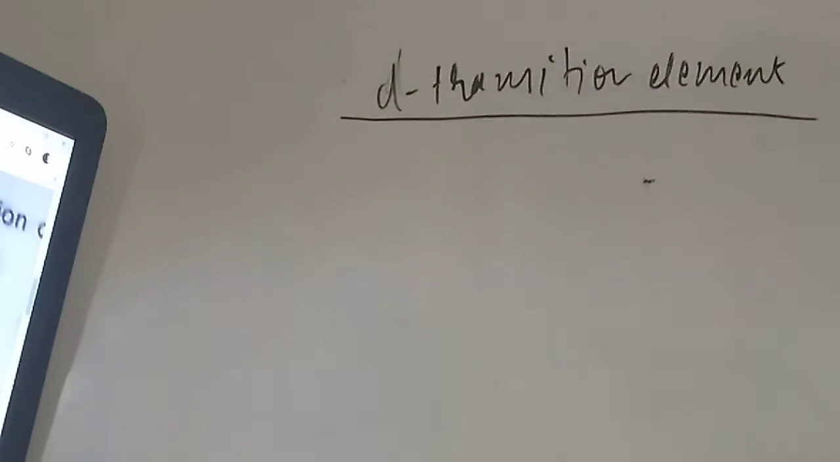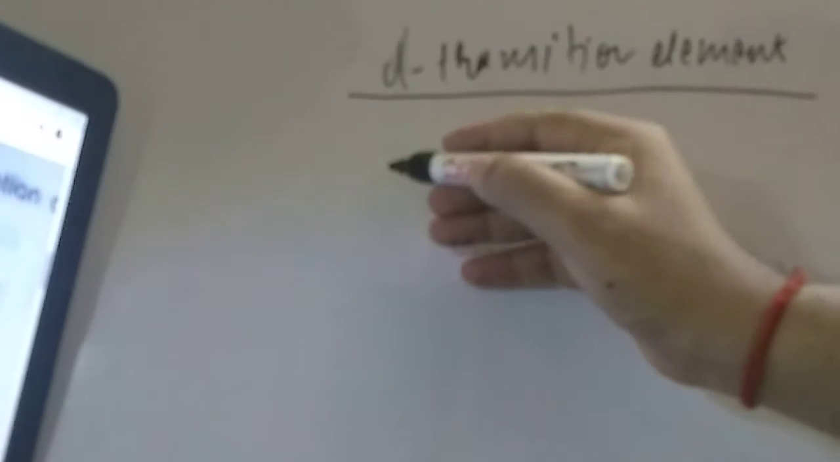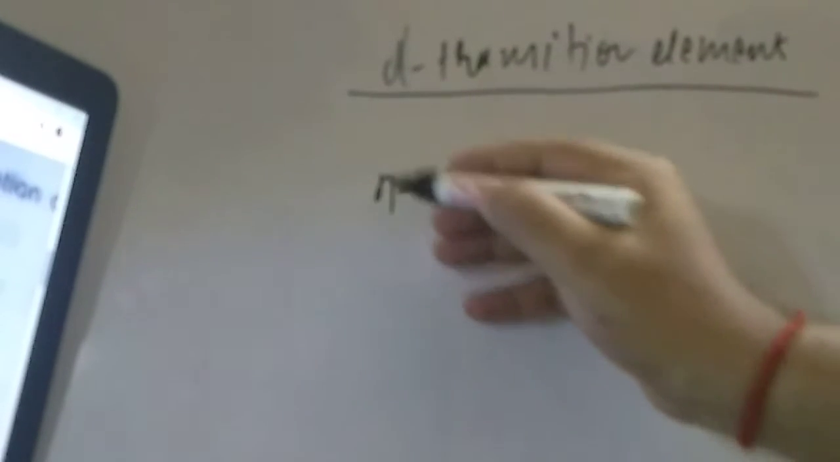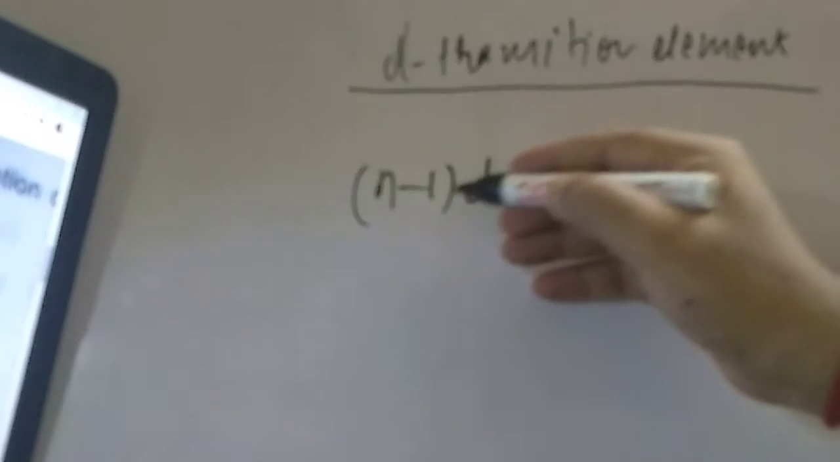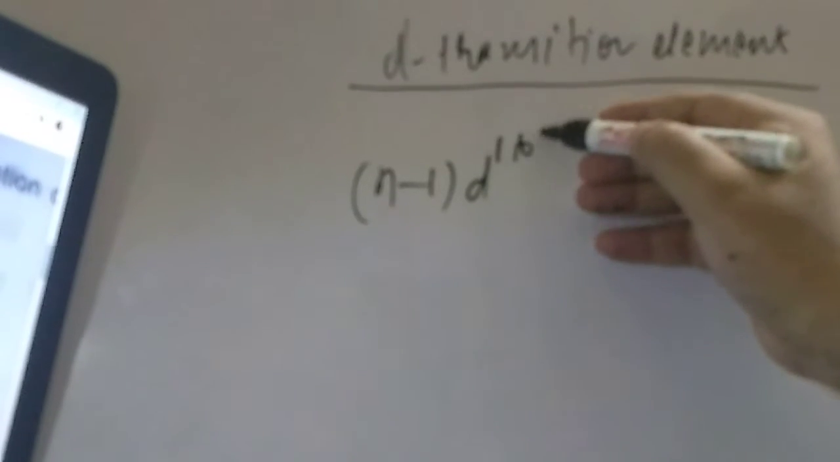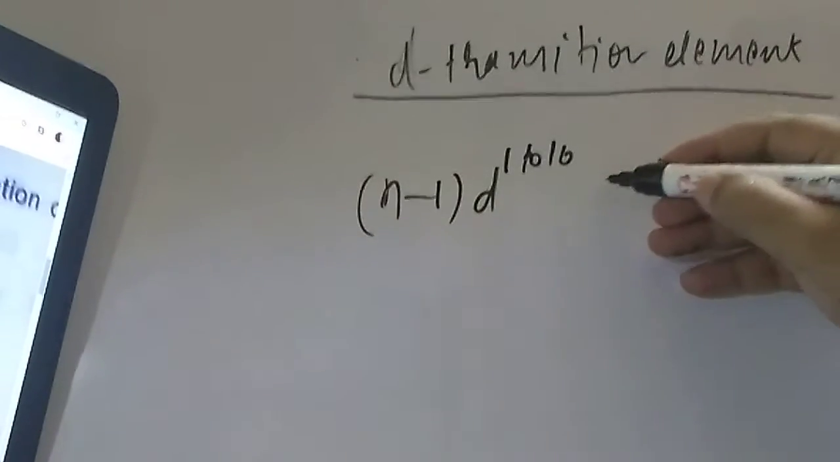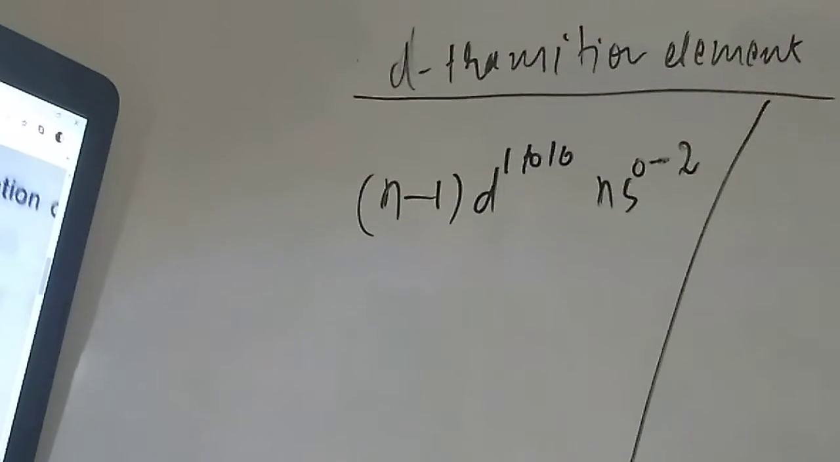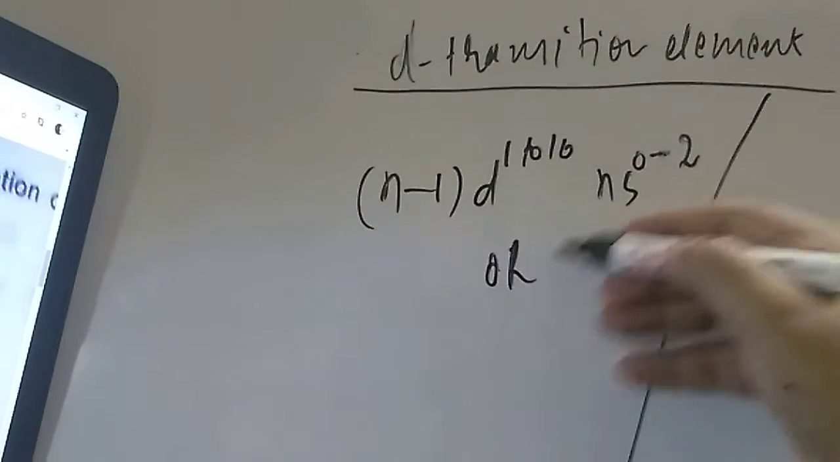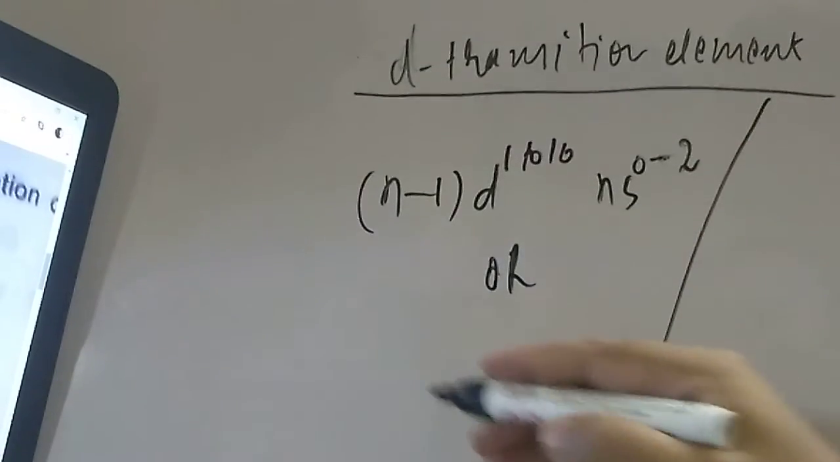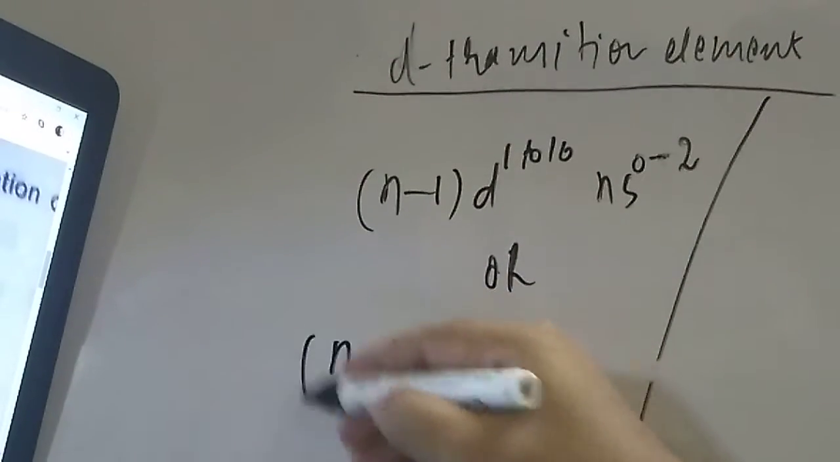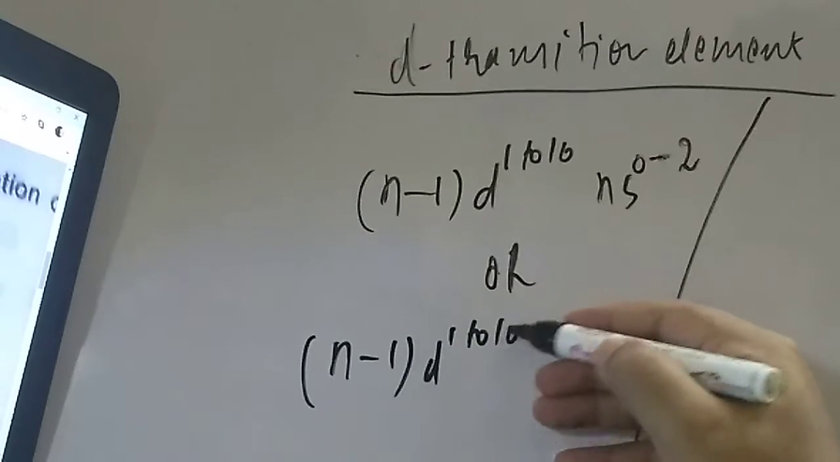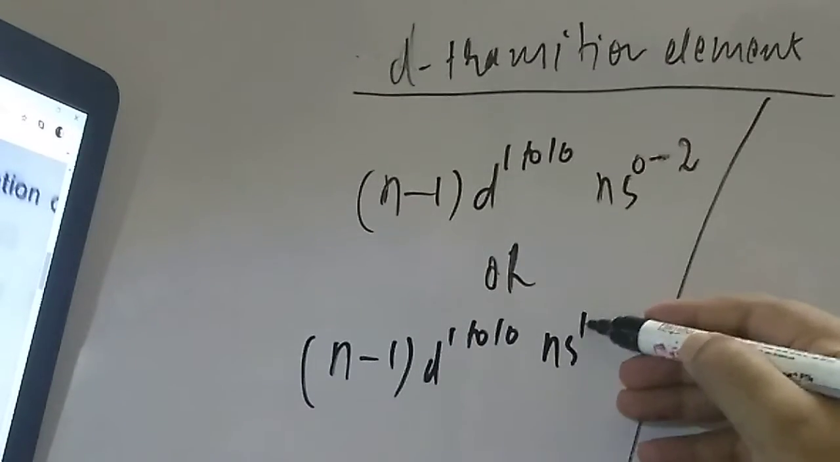Where is the electron entering in the transition element? Its last electron is entering into the penultimate shell. So it is (n-1)d 1 to 10, and the ultimate shell is ns 0 to 2. Dear student, in the NCERT book it is given that one exception is there, that is why 0 to 2; otherwise, (n-1)d 1 to 10 and ns 1 to 2 is also correct.